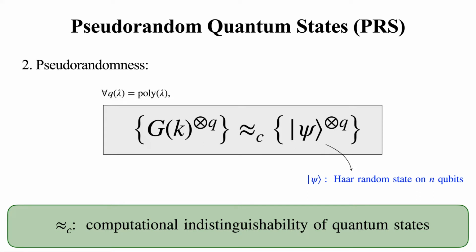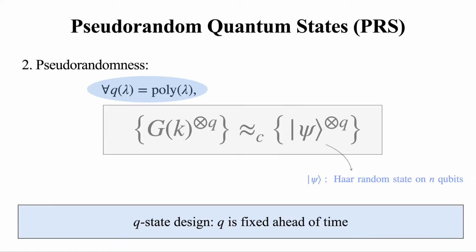So we consider a Q copy version, which states that even if I give you Q copies of a PRS state, this should be computationally indistinguishable from Q copies of a Haar-random state. And moreover, the adversary can choose this polynomial Q. It's important that we let the adversary choose the number of copies he requires. If you fix Q ahead of time, then this gives us a weaker notion called Q state design, which is well studied in the quantum information theory literature.